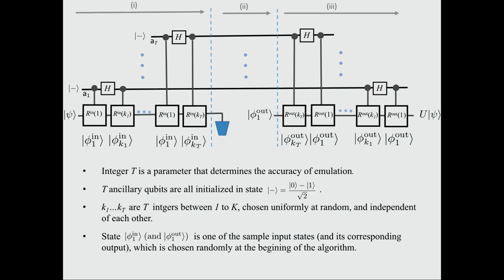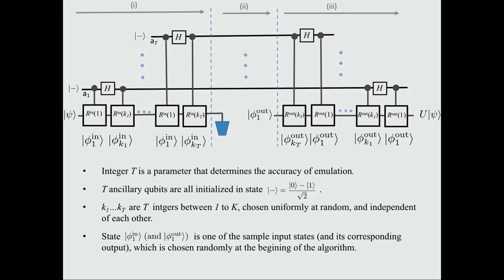And then there's a particular state phi 1 in. That's a state that I choose at the beginning of the algorithm, and its corresponding state phi 1 out. This is just a random state that I choose, and I call it phi 1 in for simplicity. So let's go through the algorithm quickly. In the first step, I couple my system, which is in this unknown state psi, to a first ancillary qubit using a control reflection with respect to the state phi 1 in. This is my favorite fixed state in the algorithm that I have chosen at the beginning. Then I apply Hadamard on the ancillary qubit. Then I do control reflection with respect to this random state phi input K1.